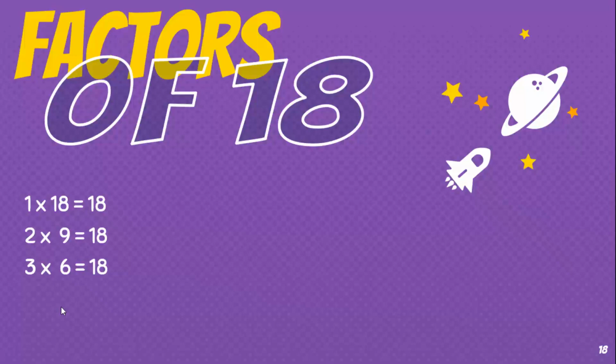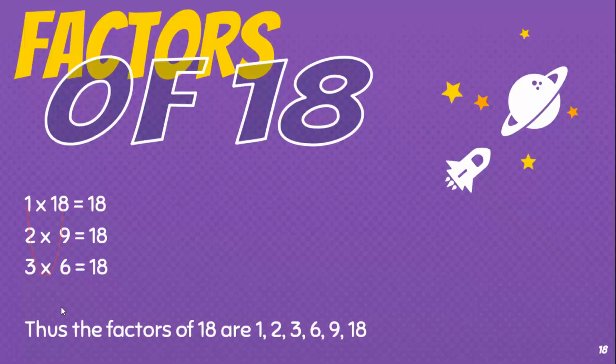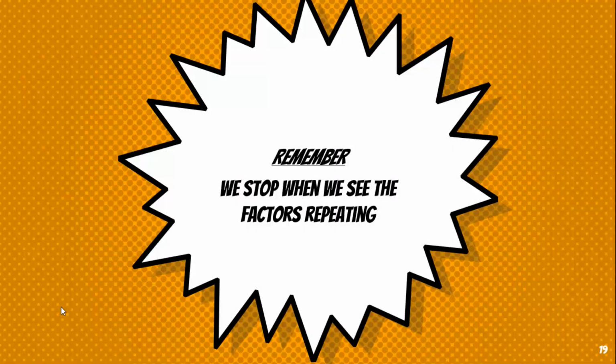Now what will I do before I start writing the factors? Yes, I will draw a smile. So my smile comes right here, as you can see on your screen, and I will write the factors in ascending order. So the factors for 18 are 1, 2, 3, 6, 9 and 18 itself. I hope that explains what factors are to you. But before you start solving on your own, remember, we stop when we see the factors repeat.